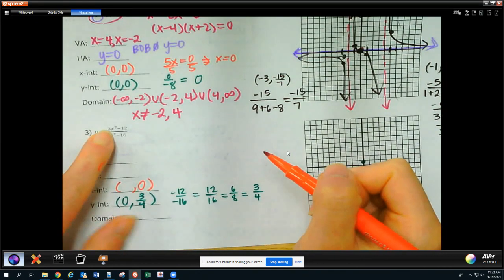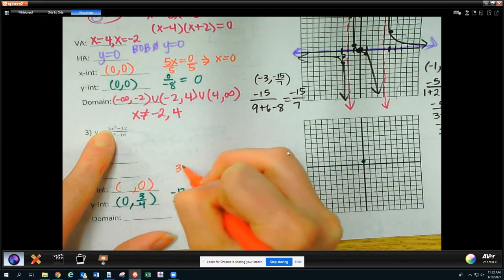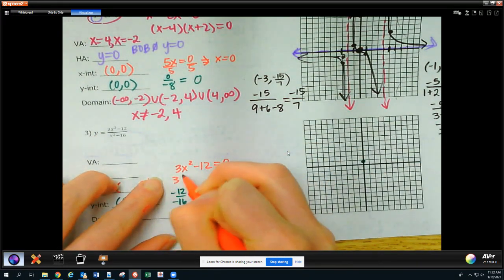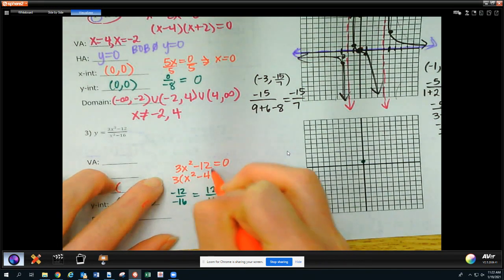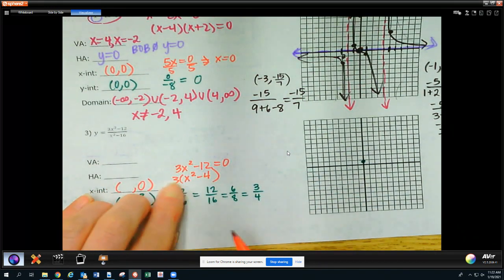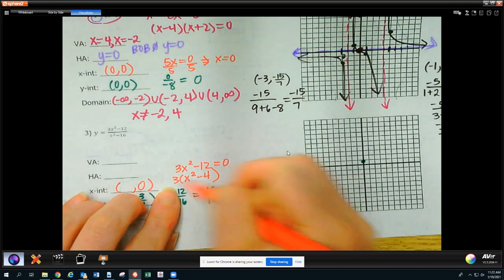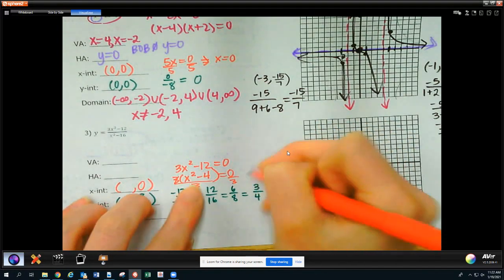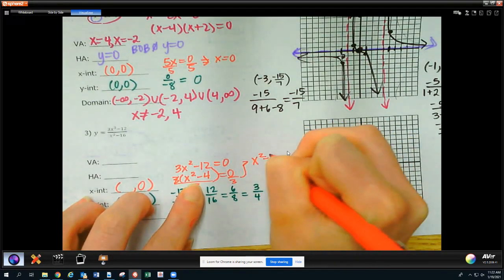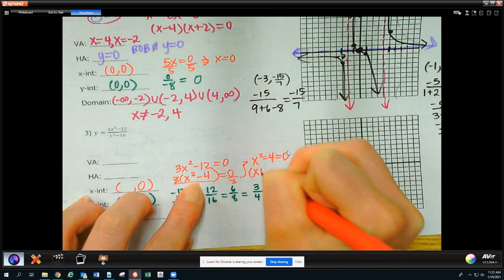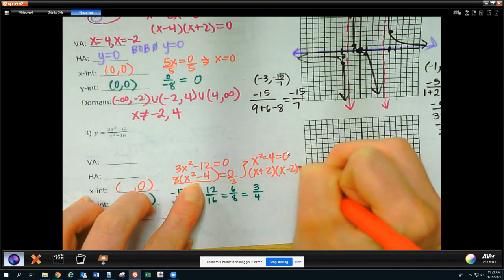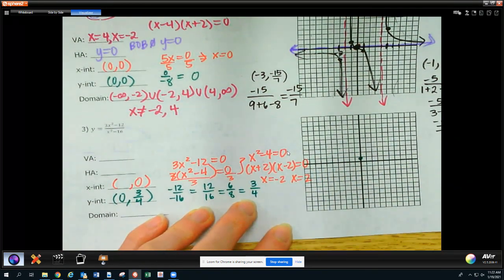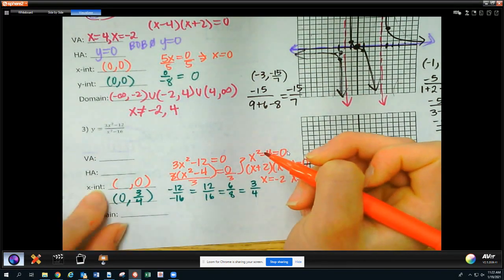For our x-intercept, it's an x value when y is 0. And so we have to set the top equal to 0. And so 3x squared minus 12 equals 0. There is a GCF of 3 that I'm going to factor out. And then that 3 is never going to equal 0, so you can pretty much divide both sides of the equation by 3 and ignore it. And so that leaves me with x squared minus 4 equals 0. Difference of squares. And so x equals -2 and x equals +2 are the 2 x-intercepts.